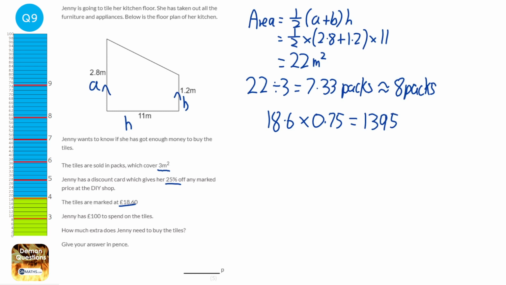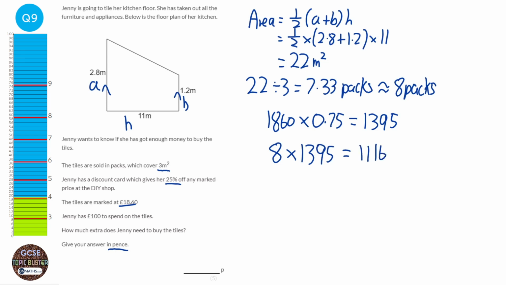Now I've done this in pence and I've kind of muddled it together here, so really let's just go back because I've kind of done this in pence. So that would be 1,860 times 0.75, and so each pack will cost 1,395, and the reason we're doing this in pence is the answer needs to be given in pence. So I might as well just make that conversion now. And so it's going to be 8 lots of the 1,395 pence packs, which will cost in total 11,160 pence, or £111.60.